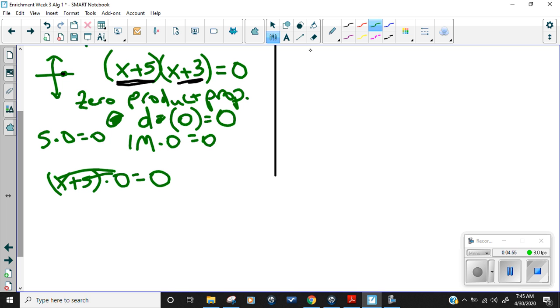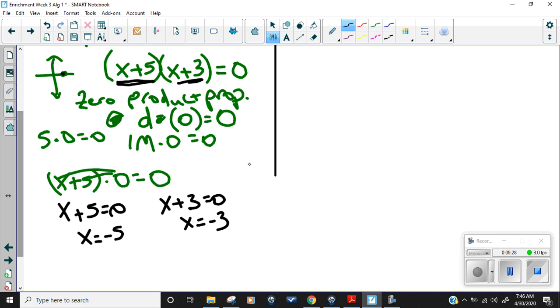So in order to solve these, I'm going to switch to black because my green works more of an explanation. I have to set each parenthesis, each factor equal to 0. So I have x plus 5 equals 0, because that's one thing I could have as 0. And the other thing is x plus 3 equals 0. Now you may be able to tell right away that what plus 5 is 0? Negative 5 plus 5 is 0, and negative 3 plus 3 is 0. So here, it really is just the opposite of the number in the parentheses.